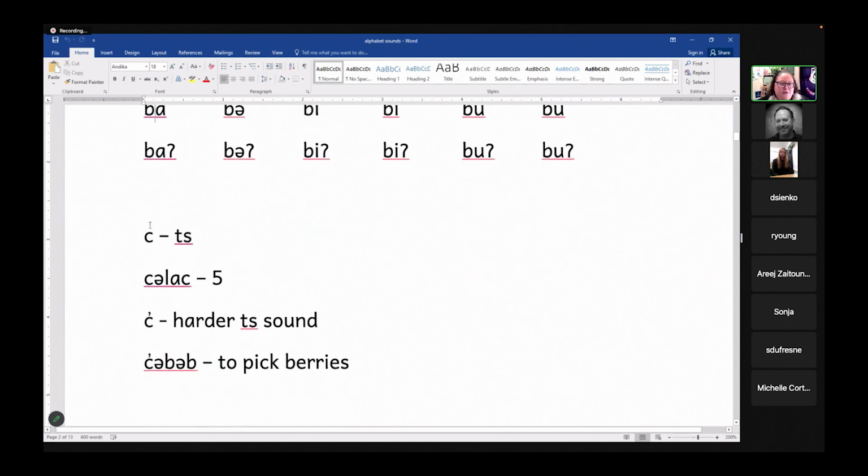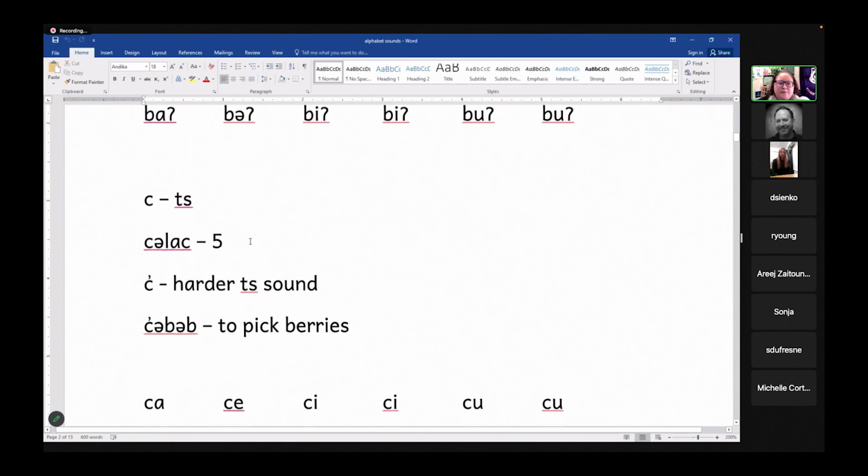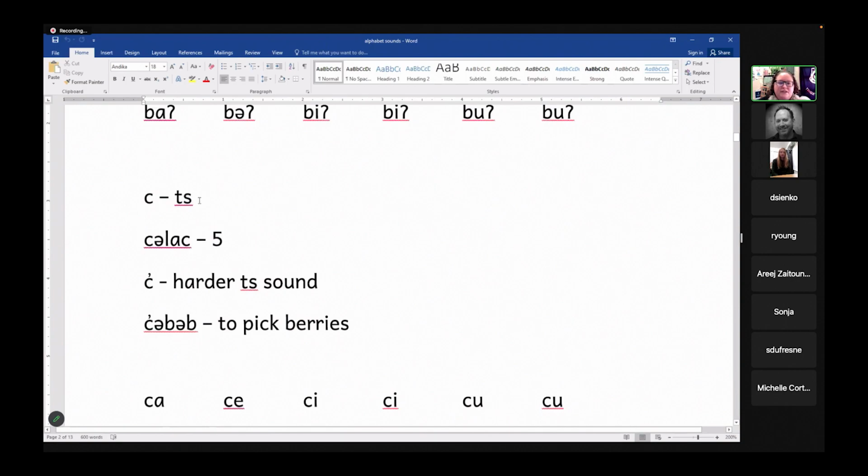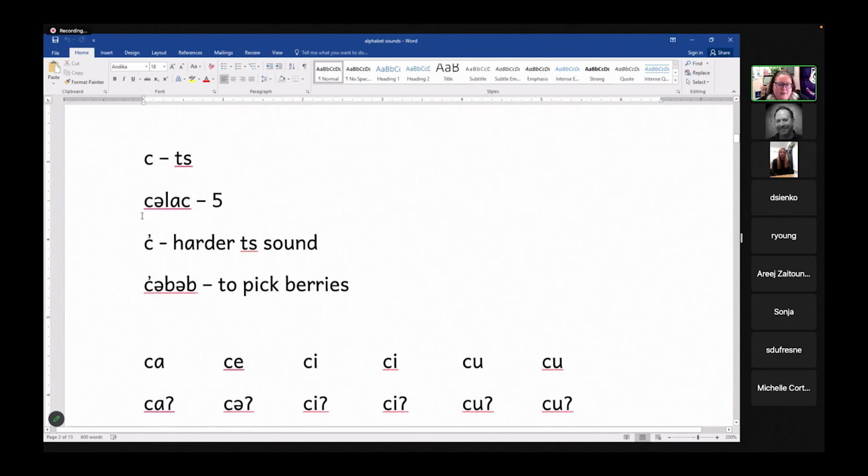Now moving on to the C in Lushootseed, that makes a TS sound. Ts, ts, ts. Like in salat, salat. So make sure you're doing that TS. It's not an S, because an S you can draw out longer. But with the C, the TS sound, you can't draw that out. Salat. And then we have the glottalized version of that, which is a harder sound. So regular C, hard C.